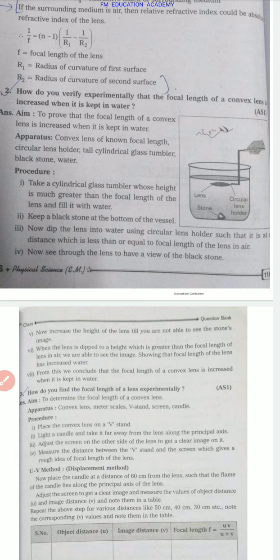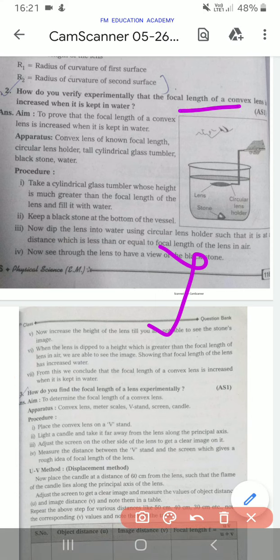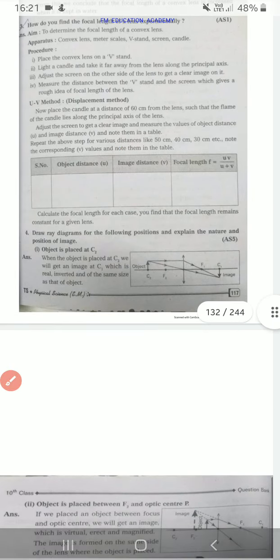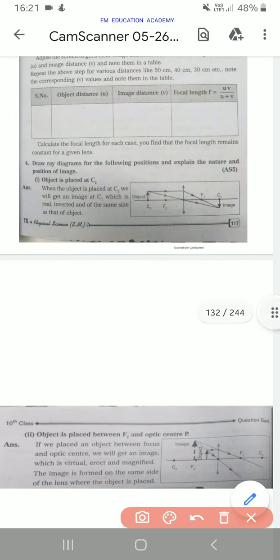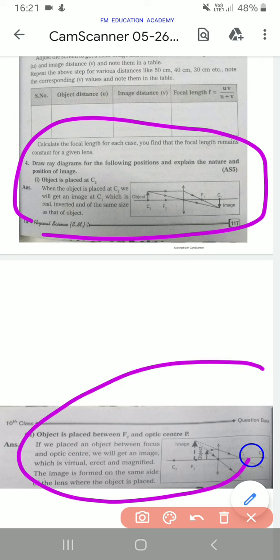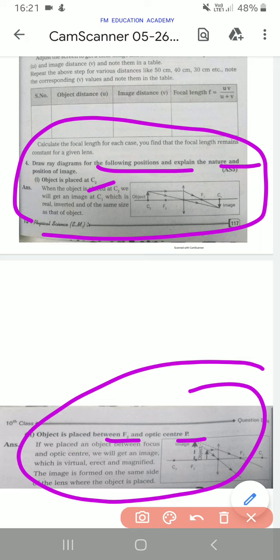One is to verify whether focal length is increased in water. Another one is to find focal length. Both are important. Then already we did this, but these 2 are important. Ray diagrams of falling positions and images when object is at place C2 and an object is between F2 and P.